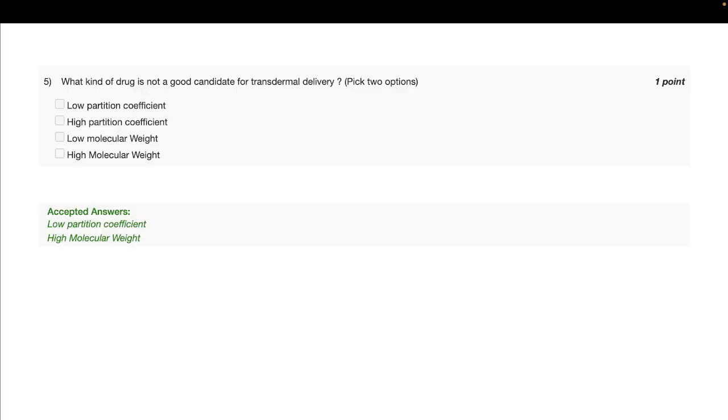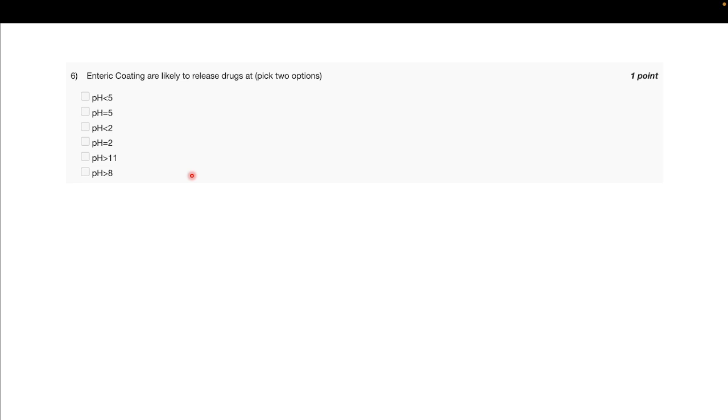I'll move on to the next question then. Next is: enteric coatings are likely to release drugs at what two pH? So you have to pick two correct options.